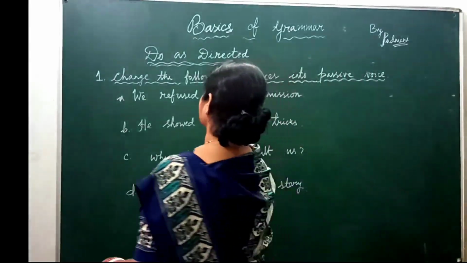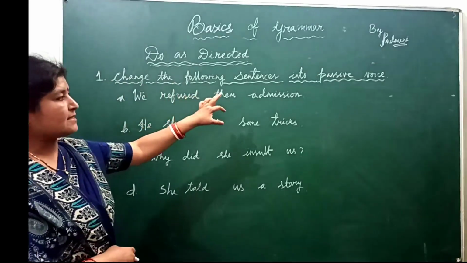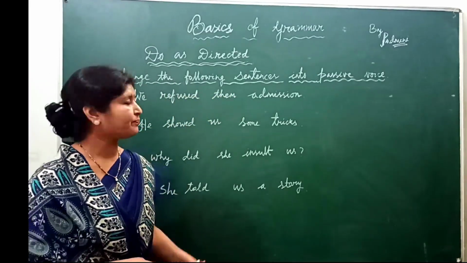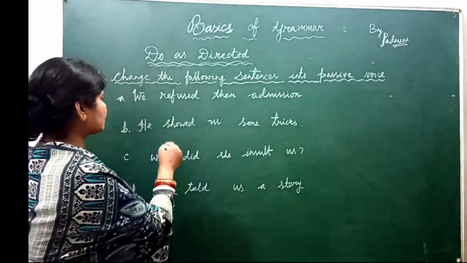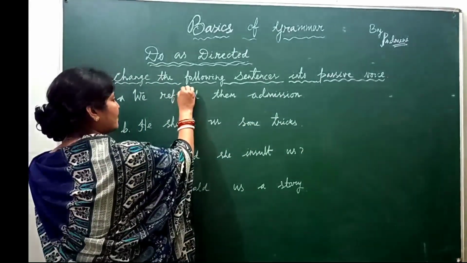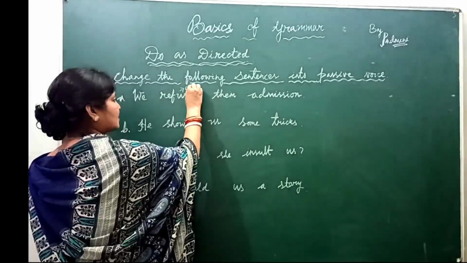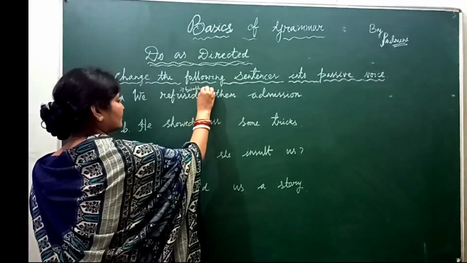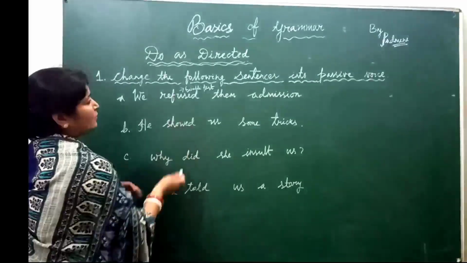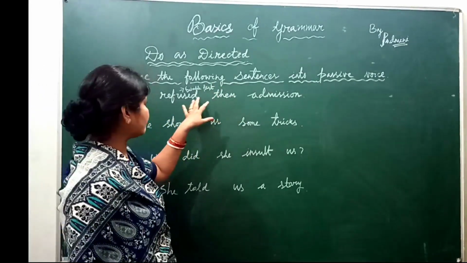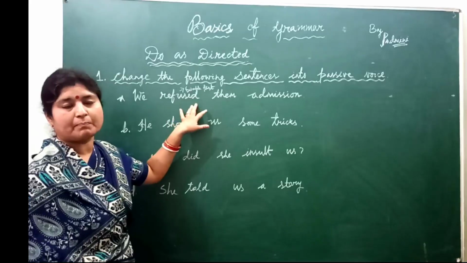That is, change the following sentences into passive voice. We refused them admission. So we refused. Here refused is in past tense. That is in simple past. So what is the rule when we will change from active to passive voice if the sentence is simple past?